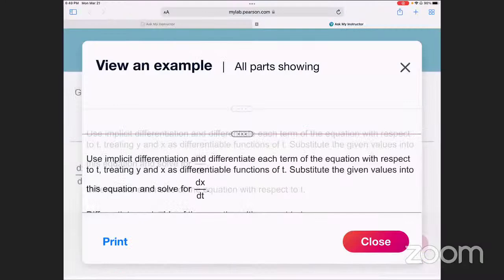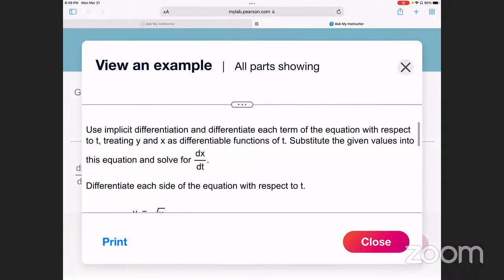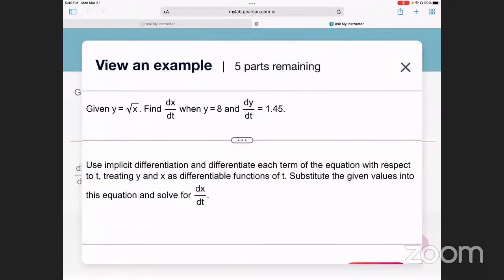Let me start here. Let me bring the image back up and share the screen. So this one is a play on implicit differentiation, right? Let's start here before we work ours. So this example, let me just start over. I want to view an example. Here it is. So it says given y equals the square root of x, we're asked to find dx by dt when given these conditions. They give us y and they give us dy by dt, right?